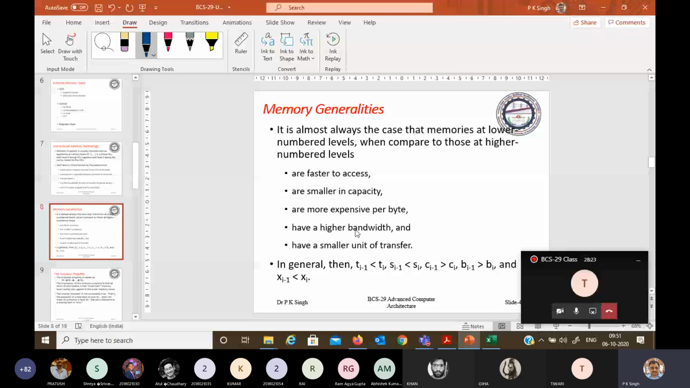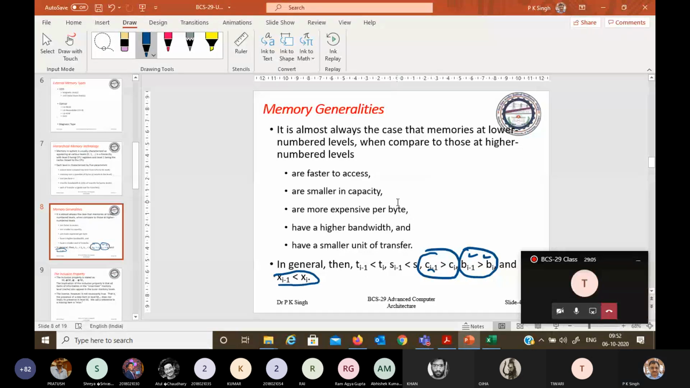This relation holds. Bandwidth of the lower level is higher than the upper level, and here the unit of transfer is less. Unit of transfer means you are transferring information in the form of byte, word, or chunk of words. That is the unit of transfer.